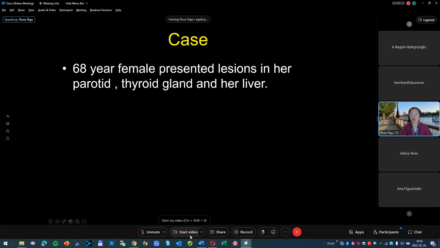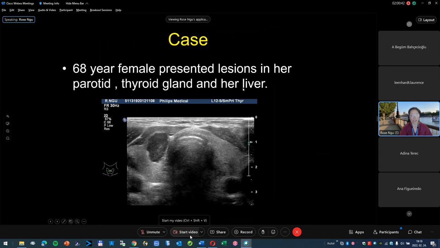A 68-year-old female presented with lesions in both the parotid, the thyroid gland, and her liver. It came to light because the lesion in the liver was biopsied. And then they said, yep, we found pleomorphic adenoma in the liver. And therefore, when we scanned her thyroid, we found this lesion.